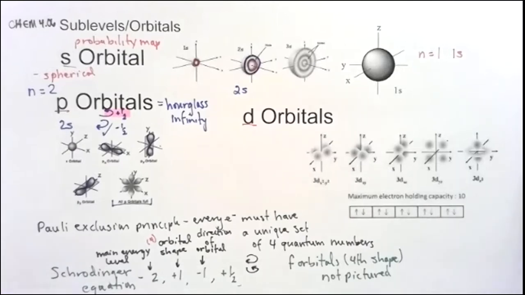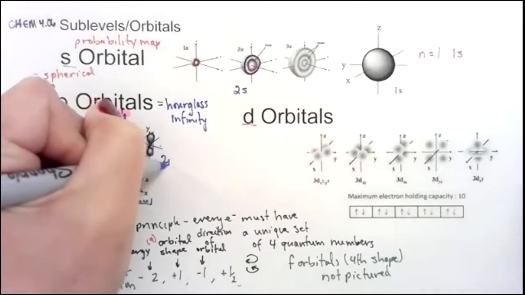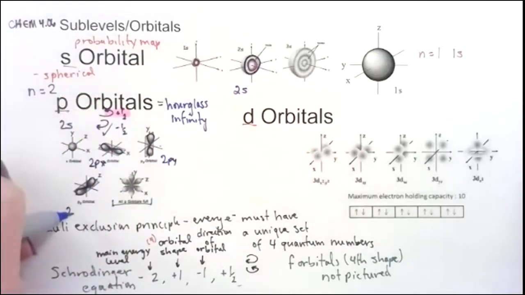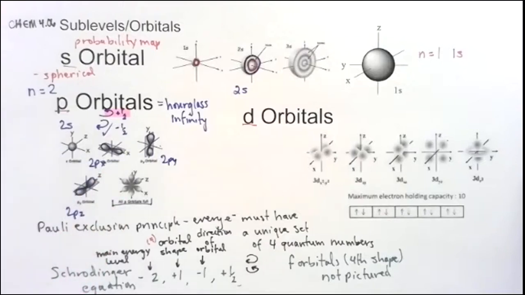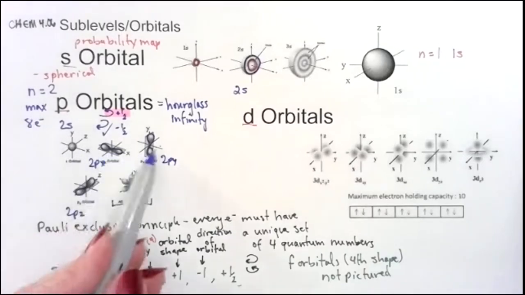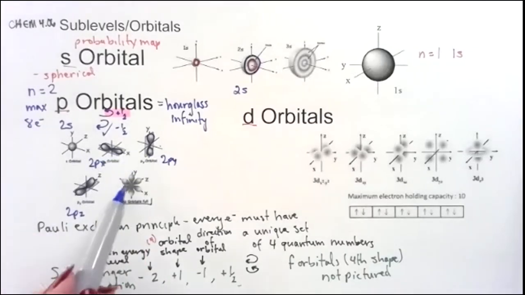So let's talk a little bit more about n equals 2. At n equals 2, I've got my 2s. This is my 2px. We call this 2py. This is 2pz. So each one can hold 2 electrons. So at n equals 2, I can hold 2, 4, 6, 8 electrons. And they're found in each of these unique orbitals. Remember, this is just a combination of the 3.